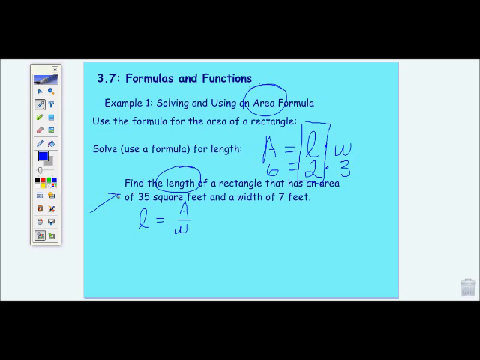Now let's use it for the given problem. Find the length of a rectangle that has an area of 35 and a width of 7. So my answer would be that the length would be 5 feet.